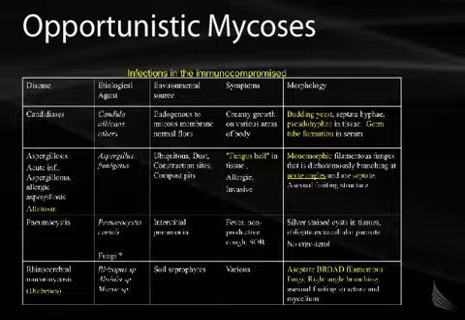Pneumocystis carinii causes Pneumocystis pneumonia, an interstitial pneumonia. We get a fever, a non-productive cough, and shortness of breath. On microscopy, you'll see silver-stained cysts in tissues. It's an obligate extracellular parasite, and it does not have ergosterol.